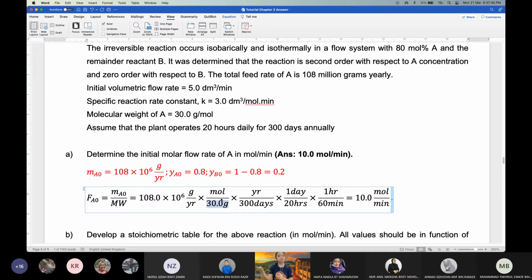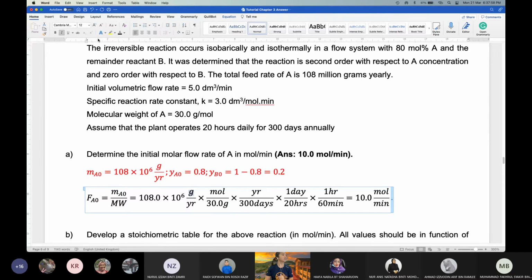Let's say kamu tak sure multiply atau divide. Okay, now I try to divide first. Okay, so bila saya divide, so it become 30 gram kat bawah, mole di atas. So you realize if I do this, I can cancel my unit gram. So my unit gram is now cancel. 1 gram di atas, 1 gram di bawah. I can cancel my gram. So I'm left with what? I'm now left with mole per year.